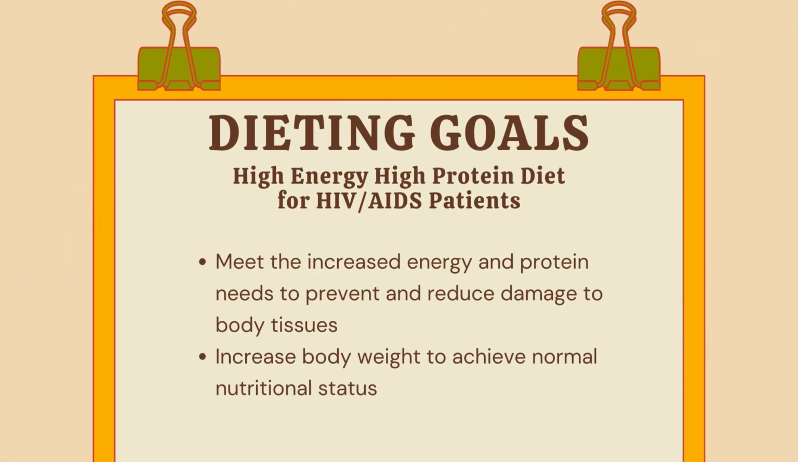We choose high energy, high protein diet for HIV/AIDS patients, and the dieting goals are: first, meet the increased energy and protein needs to prevent and reduce damage to body tissues, and second, increase body weight to achieve normal nutritional status.